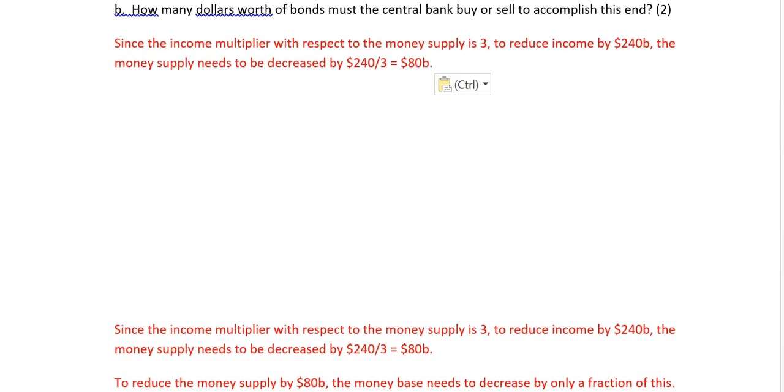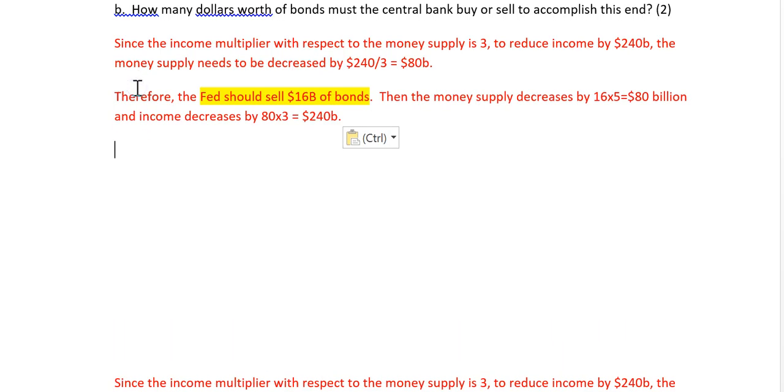Now, the next part is how much the Federal Reserve actually needs to buy or sell in bonds to do this. Therefore, the Fed needs to sell $16 billion worth of bonds. So they're selling bonds, and it takes money out. Basically they're going to take out 16 billion. But when they take out 16 billion, this is going to have a multiplier effect on the money supply. So 16 times 5, which is the money multiplier, is 80 billion. And this 80 billion is going to decrease demand by 240 billion.